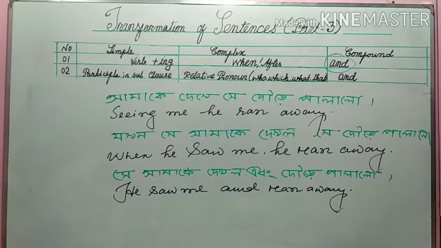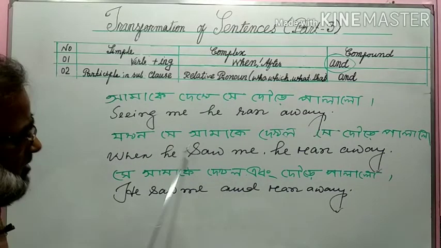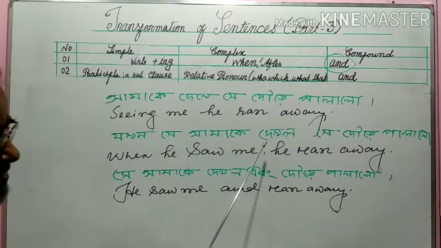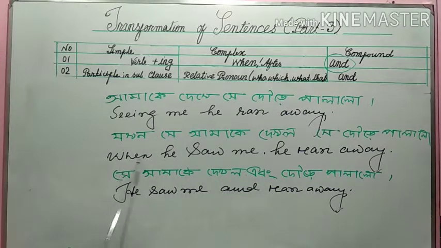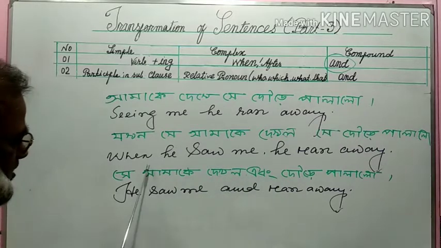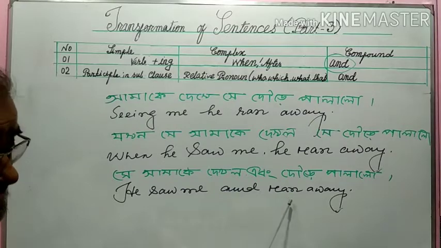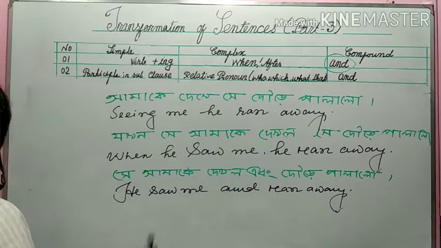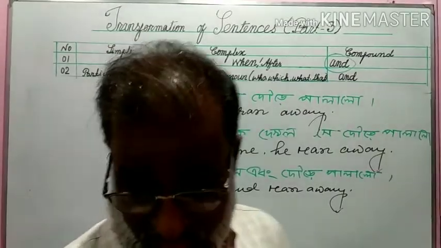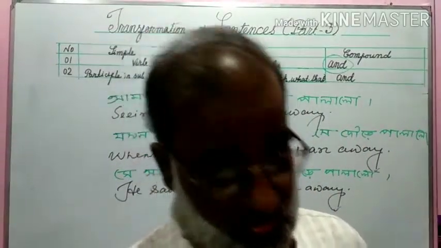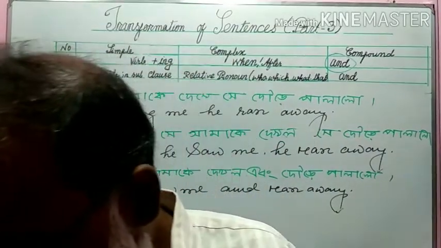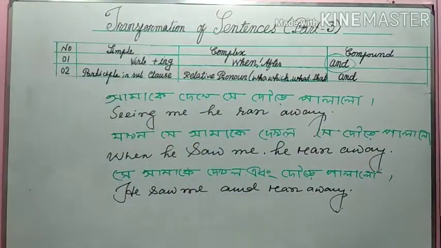So this is three sentences of these structures. Verb plus ing: seeing me, he ran away. যখন সে আমাকে দেখলো সে দৌড়ে পালালো। When he saw me, he ran away. In compound, সে আমাকে দেখলো এবং দৌড়ে পালালো। He saw me and ran away. Try to make this type of sentences at home and go on practicing. It will help you to understand and write offhand.